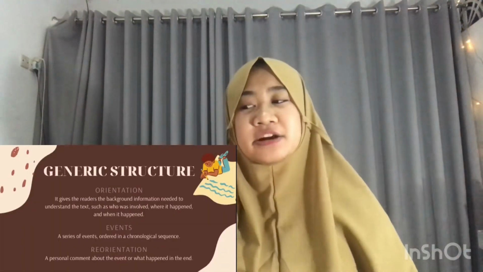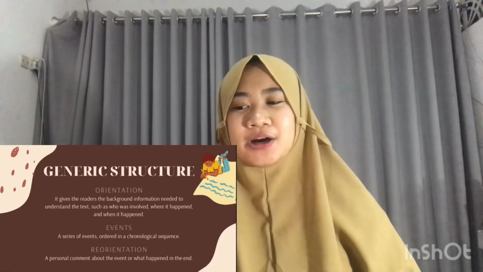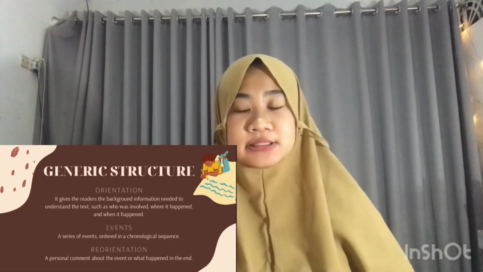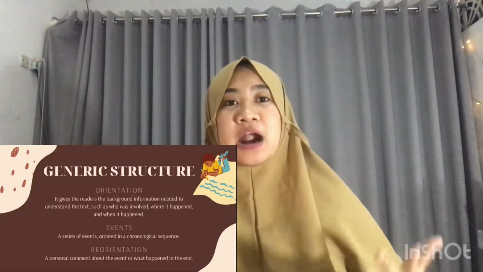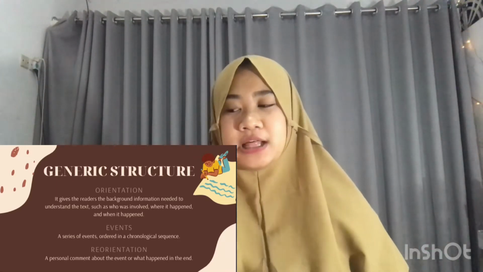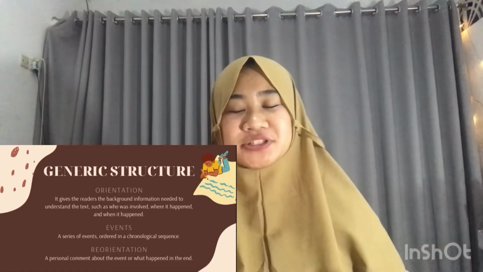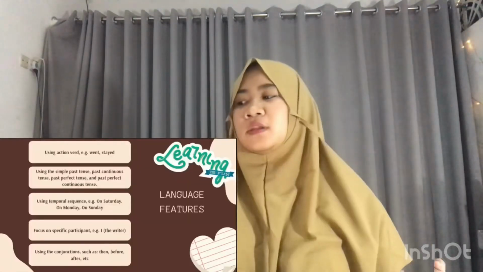And then the generic structure of recount text. There are orientation, which gives the reader the background information needed to understand the text, such as who was involved, where it happened, and when it happened. And after that, there are events, a series of events ordered in a chronological sequence. And the last is reorientation, or a personal comment about the event, or what happened in the end, or the solution.